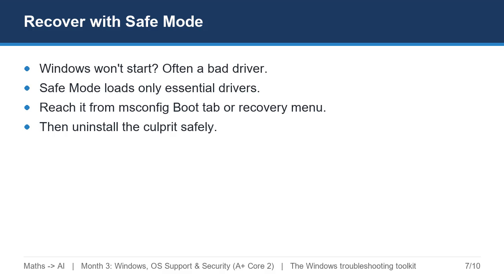When Windows won't start normally, the cause is often a bad driver. The recovery tool is Safe Mode, which boots Windows with only the essential drivers and services. Because the faulty component doesn't load, you can get in and uninstall it, or run your repairs. You reach Safe Mode from msconfig, on the Boot tab where it says Safe Boot, or from the recovery menu when Windows can't start at all.